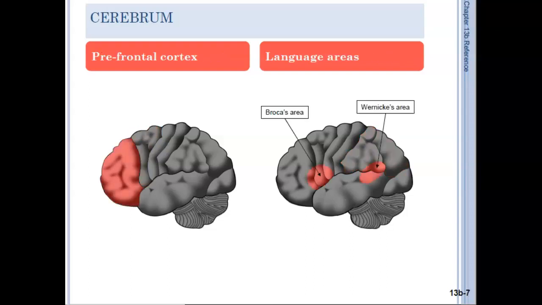Continuing with the cerebrum, the front part is the prefrontal cortex, and this is going to be implicated in planning complex cognitive behavior, your personality, decision-making, and moderating social behavior. And then we have two areas that are specific for language. Broca's area is going to be involved in our development of speech, and Wernicke's area is going to be involved in our comprehension of speech.